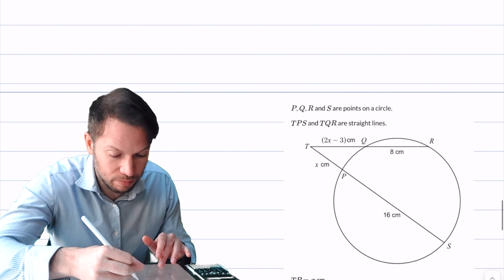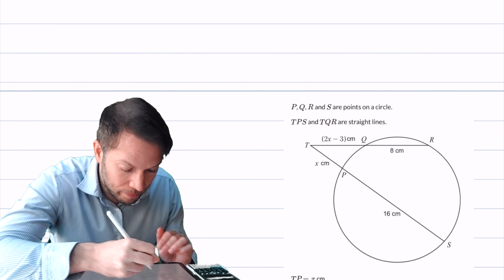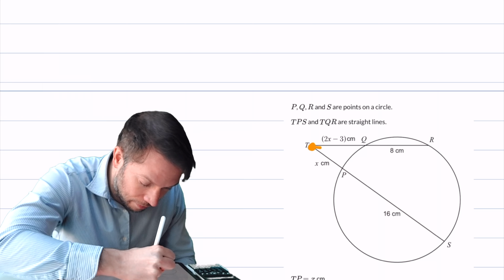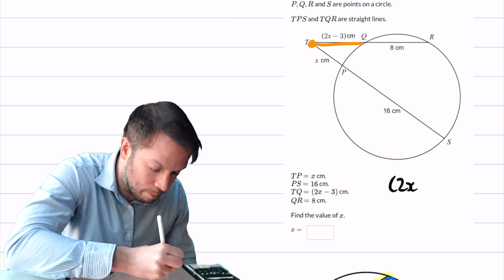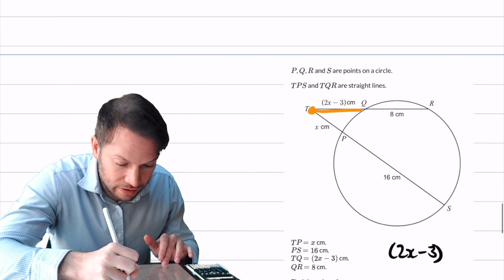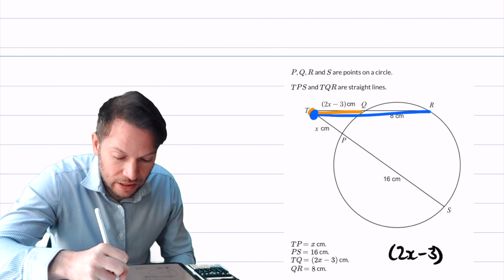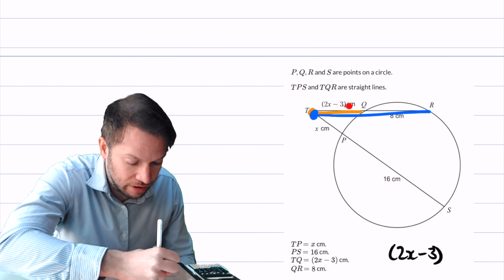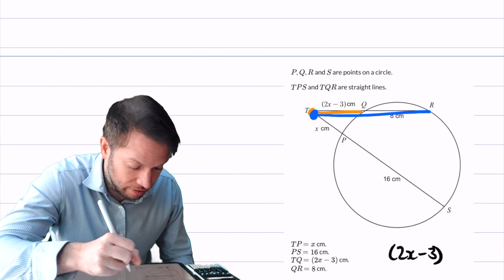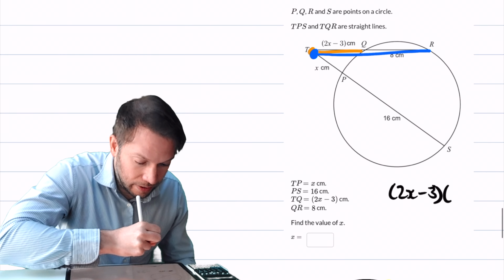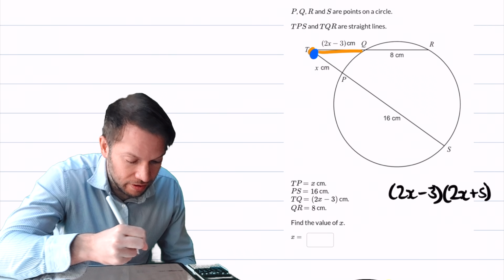So let's apply it to this one. We're going to do the distance from this point here, T, to the first point it cuts the circle. So we're going to have 2x minus 3 multiplied by the distance from this point to the second point it cuts the circle. So that total length there is going to be the 2x minus 3 plus the 8, which is going to be 2x plus 5. So it's times by 2x plus 5. Let's just get rid of that blue line so the 8's visible.